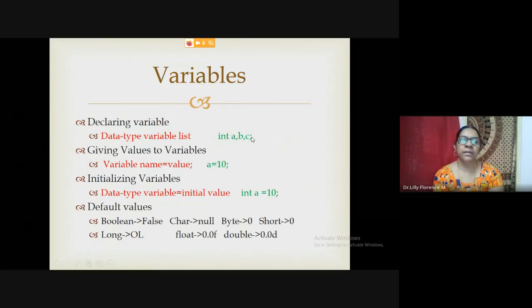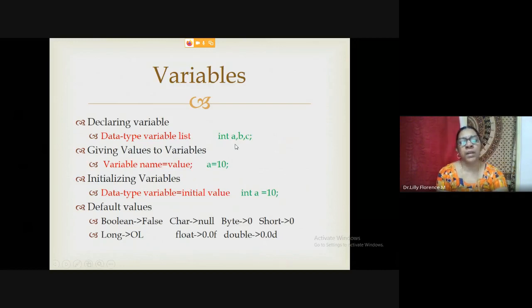We can declare like this. This is variable declaration. This is the data type, int a, b, c. We can give it like this. Next, we can assign values to variables also. Just a is equal to 10, or directly we can initialize like this, int a is equal to 10. So this is the way we can declare variables.